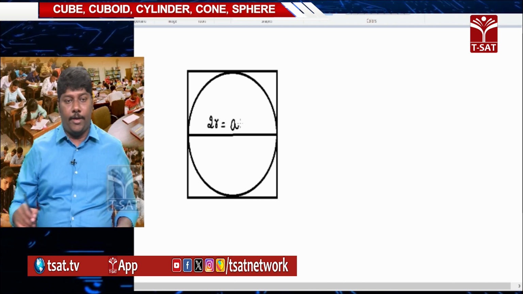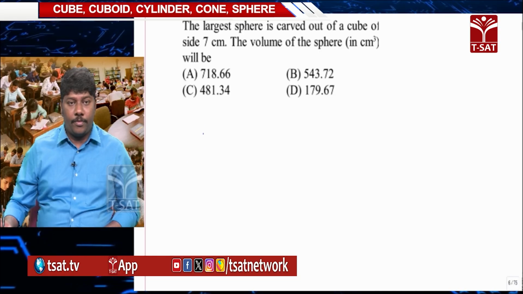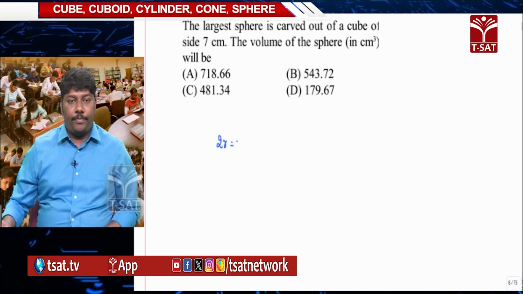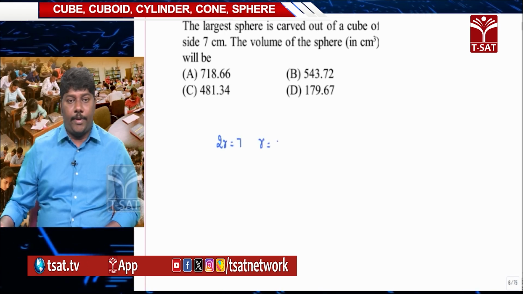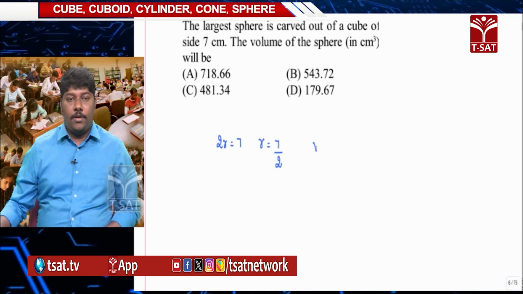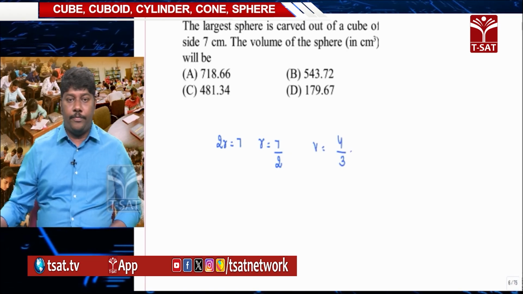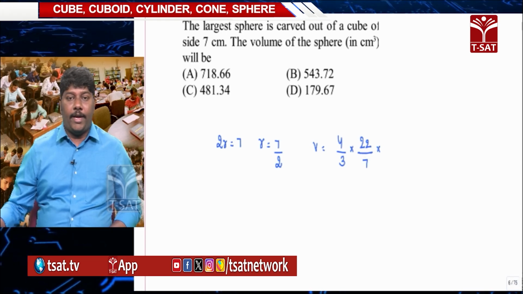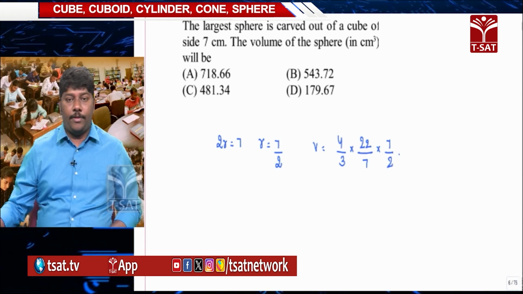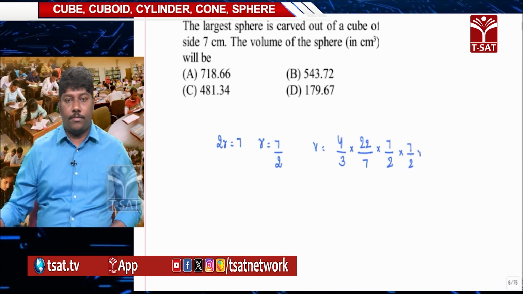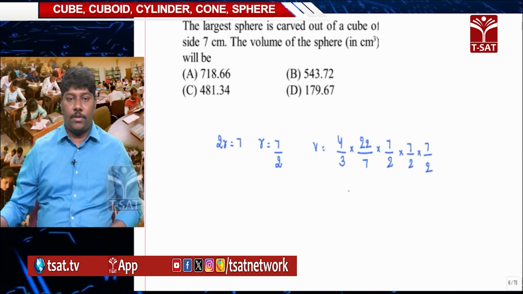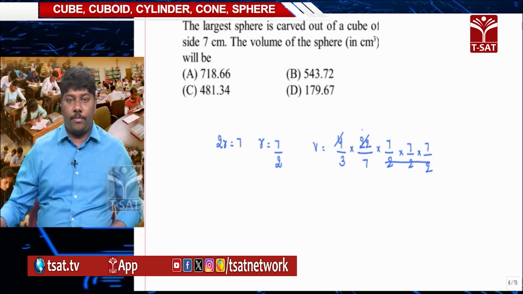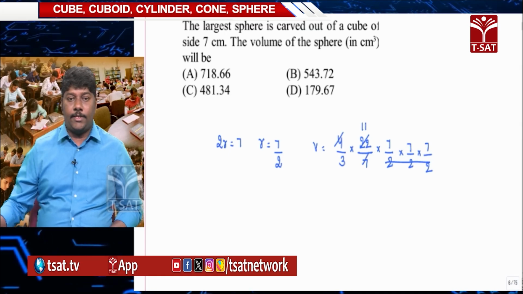2r is equal to a here. Carved out of a cube of 7, which means 2r is equal to 7. r is equal to 7 by 2. So, the volume of the sphere is equal to 4 by 3, 22 by 7, pi r cube, which is 7 by 2 into 7 by 2 into 7 by 2. You can cancel all these values. 7, 7 cancel.